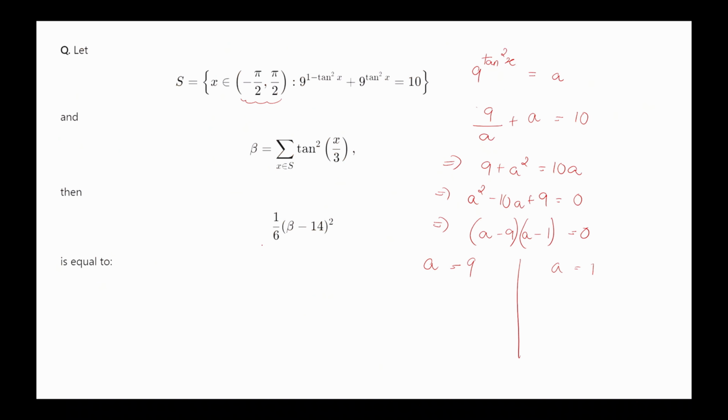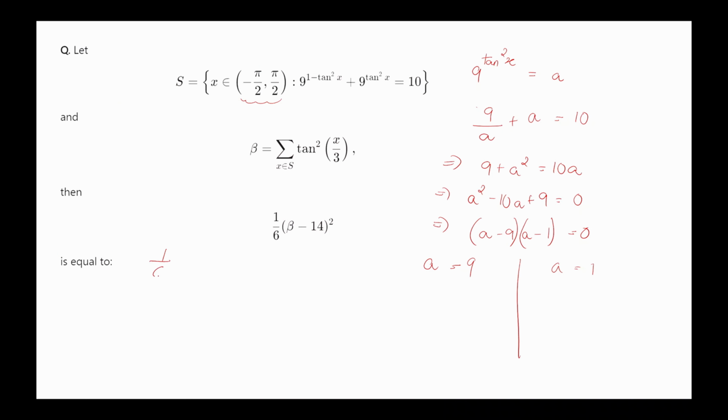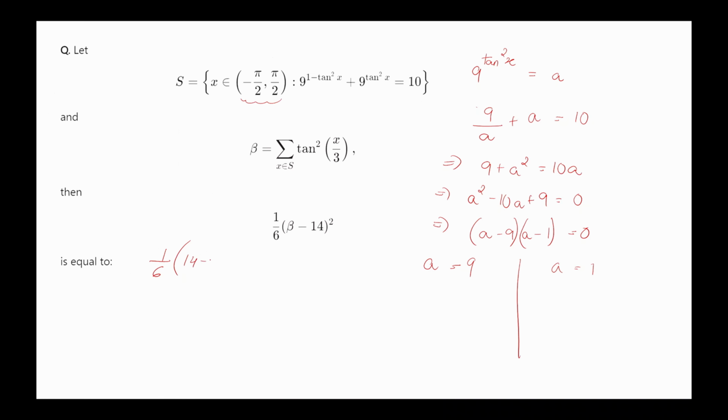Now what have they told us? I need to find out 1 by 6 times beta minus 14 whole square. So let me simply replace the values. This would become 1 by 6 times, beta is 14 minus 8 root 3, minus 14, whole square. So 14 and 14 would cancel out amongst each other. This would be 1 by 6 into 8 and I would have a 3. So 3 2s are 6, 2 4s are 8, I would have 8 4s are 32 as my answer.